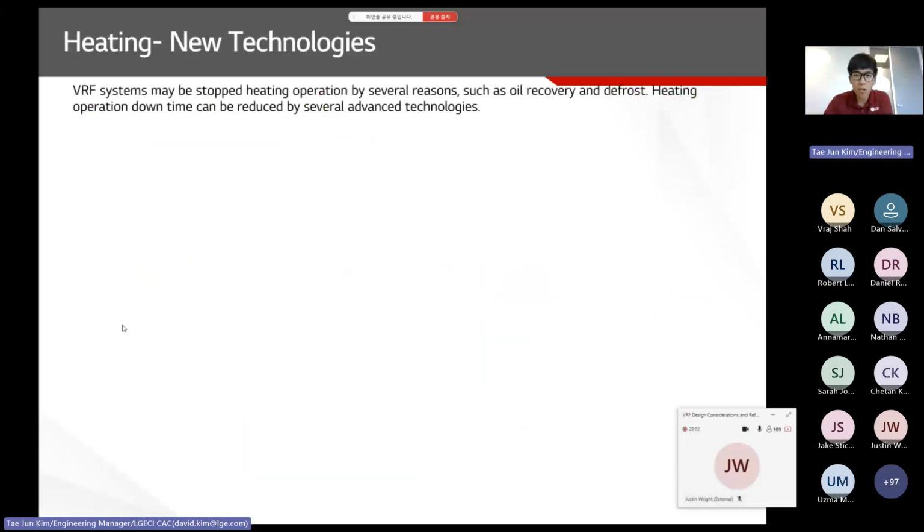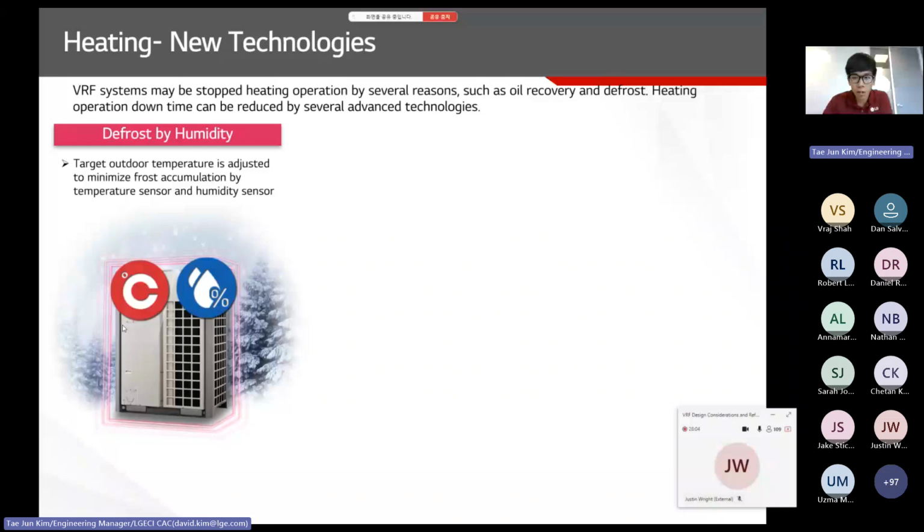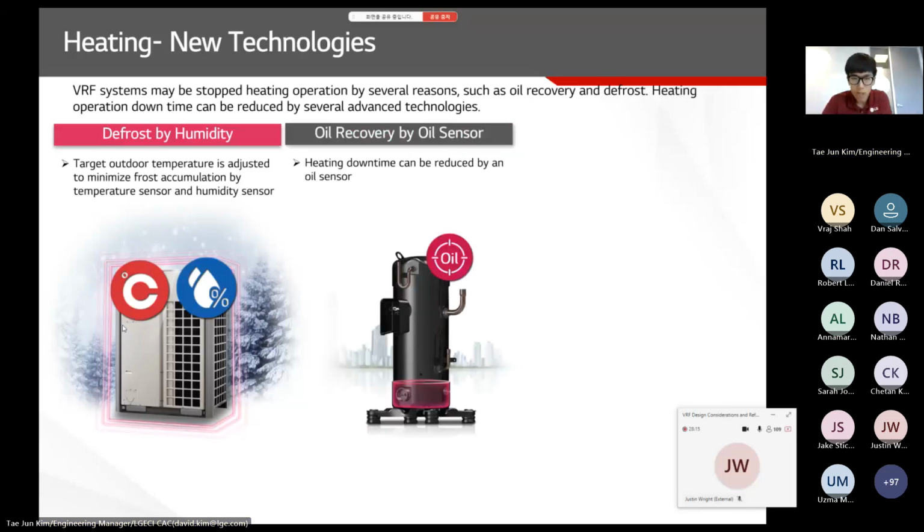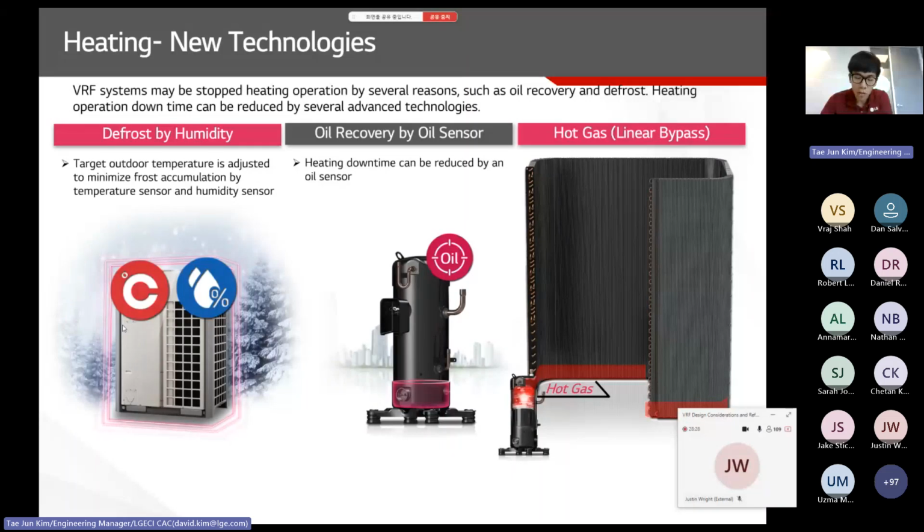Some other technologies include defrost by humidity, introducing a humidity sensor on the outdoor unit to delay the defrost operation as much as possible to increase the heating operation time, as well as oil recovery by oil sensor to reduce the oil recovery operation that disrupts the heating operation. And lastly, introducing the hot gas on the bottom coil also to prevent any issues with frosting, any ice accumulation on the heat exchanger that could damage the outdoor unit heat exchanger.